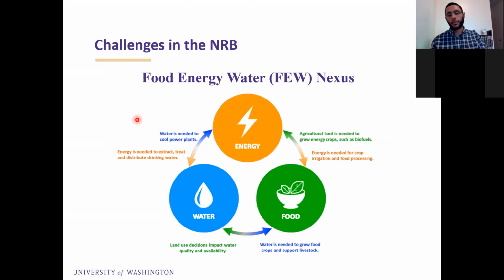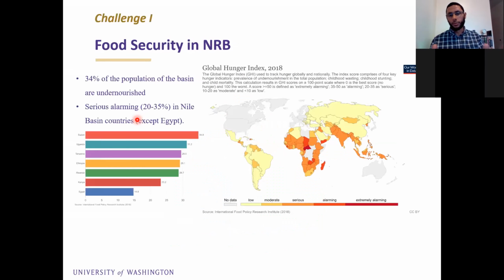So I'll explain some of the challenges in terms of food, energy, and water. Let's take a look at the first challenge, which is food security in the Nile River Basin. The map here is showing an index called the Global Hunger Index, which is an index to reflect the food security or food availability. This is a global map, so I will show the global map and then show it later for Africa.